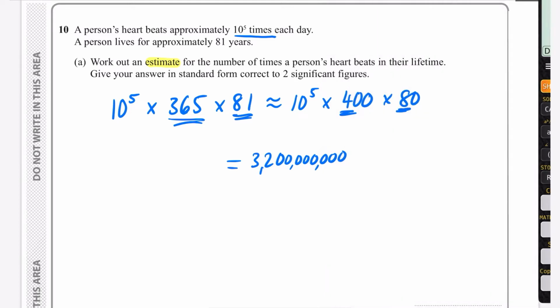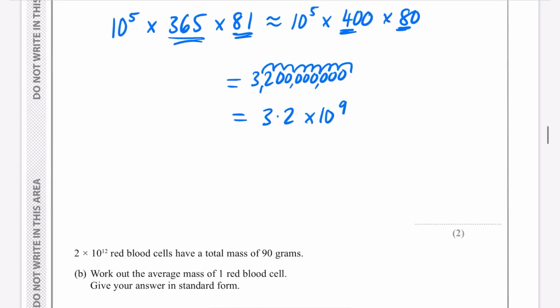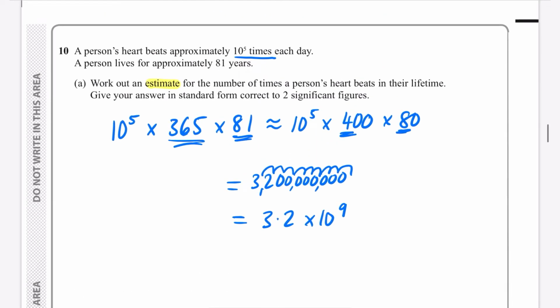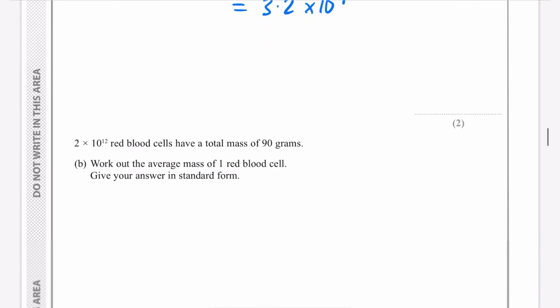So it wants it in standard form. It's already to 2 significant figures. So it is 3.2 times 10 to the 1, 2, 3, 4, 5, 6, 7, 8, 9. So it's 3.2 times 10 to the 9. That's the number of times that we think a person's heart would beat over their lifetime. And there's a range of answers they would accept for this, depending on how you did your estimation.